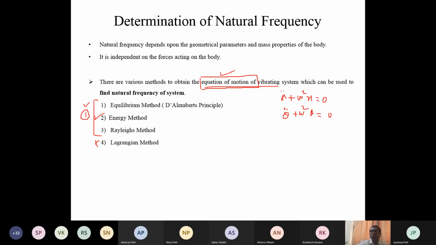It is a very simple method to find the equation of motion and the natural frequency of the given system. What will be in the exam? You are given one numerical, a vibrating system, and you have to find the natural frequency of that system. You can use any one method. It is not that you have to apply all three methods.